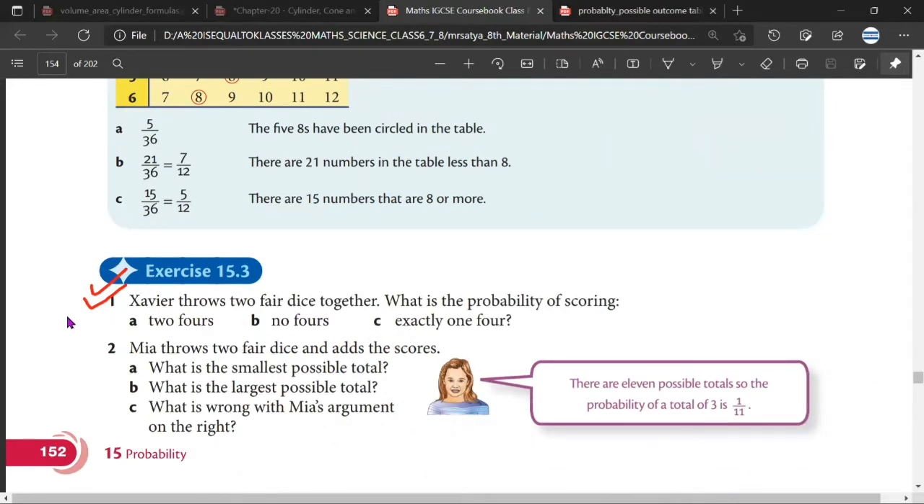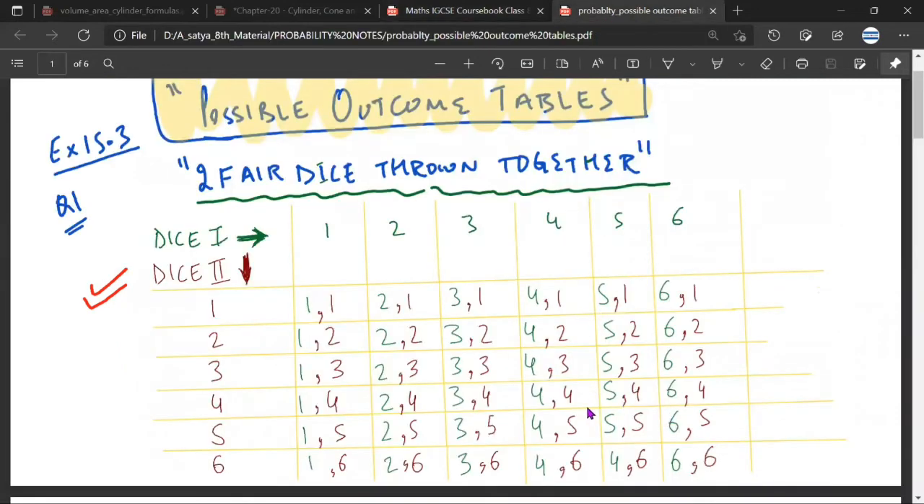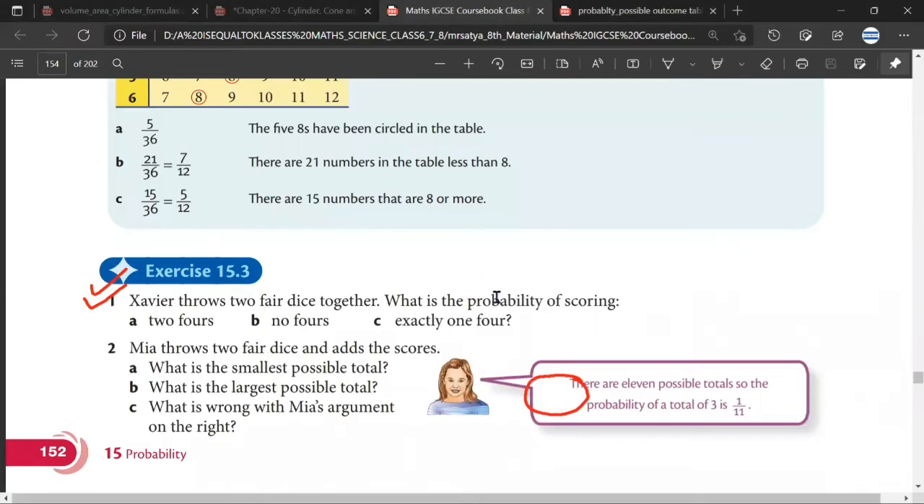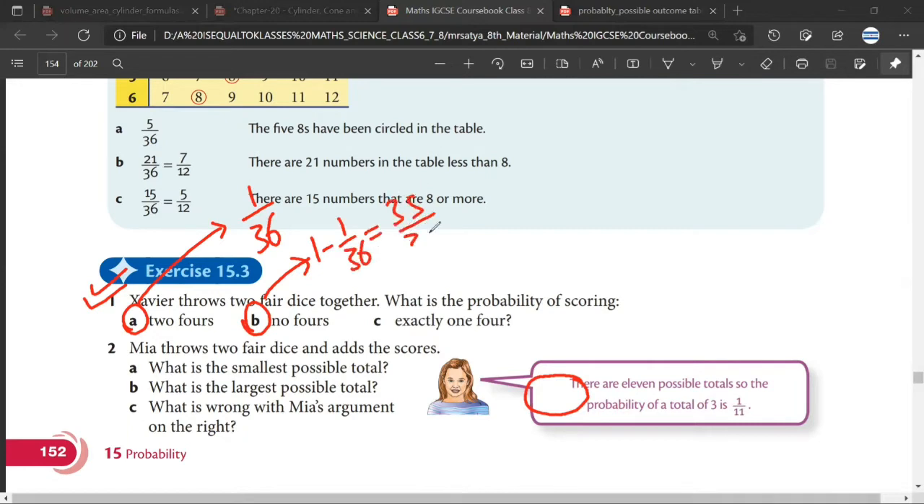Now, the second possibility. For example, in this question, what is the probability of scoring 2 4s? If you look at this table, there is only one possibility. Satya, any doubt? No doubt. So, the probability of having 2 4s would be 1 by 36. Any doubt? No doubt. Similarly, the possibility of having no 4s would be 1 minus 1 upon 36, which is equal to 35 by 36. Any doubt?